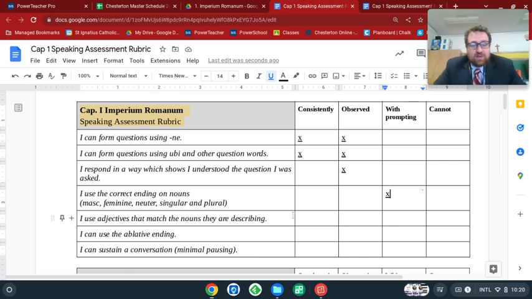I use adjectives that match the nouns they're describing. That's the one I was just using as an example. I use the correct endings on nouns. So if, for example, you say "Estne Tiberis fluvium?" it's actually fluvius, right? It's not fluvium.